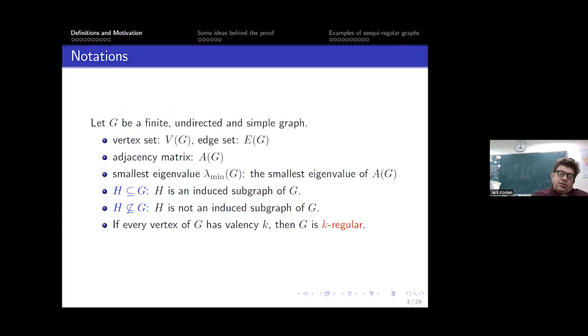So this is just to make sure that we are talking about the same thing. So we have a graph with vertex set VG and edge set EG, which is a subset of the two-subsets of VG. Then we have the adjacency matrix, and most of this talk is about the smallest eigenvalue. But sometimes I talk about the largest eigenvalue. We also have the notation that H is a subset of G, by which we mean that H is an induced subgraph of G. And if every vertex is incident with exactly k edges, then it's k-regular.